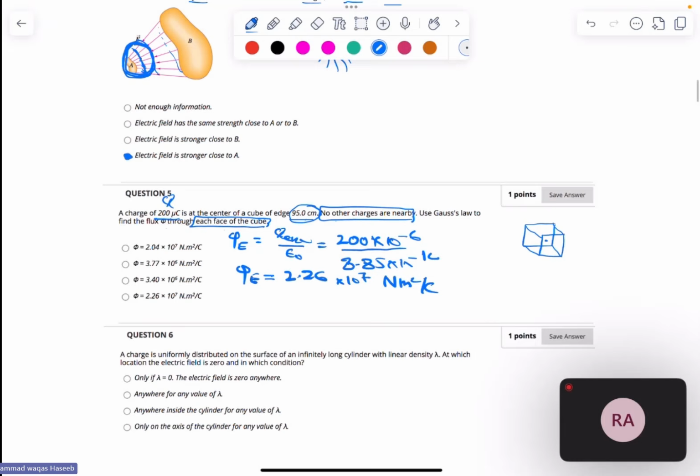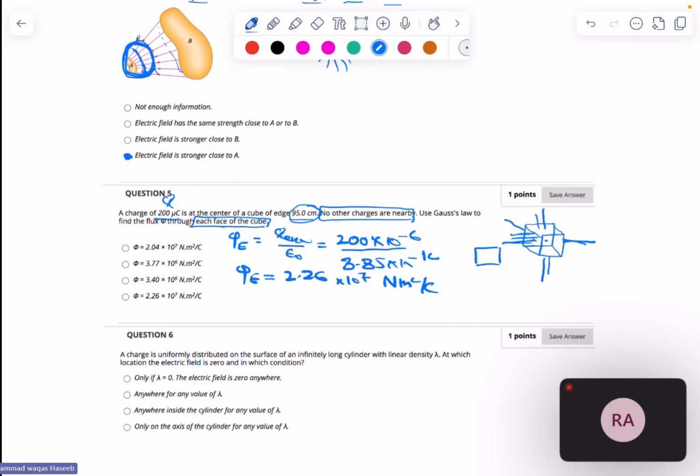Okay. So this is the flux, but this is the flux for one surface, that is, each cube face. Each cube has 6 faces: one, two, three, four, five, and six. So you have to divide it by 6 faces. If it is a cube, this is a surface, then this is a surface, then this, this, and this. So it has 6 faces, and the flux is passing through every face.